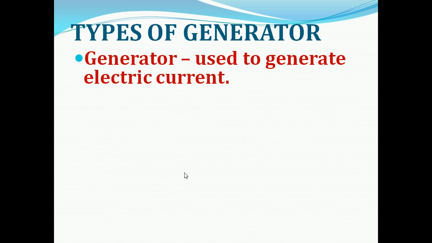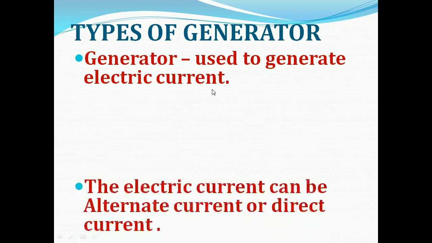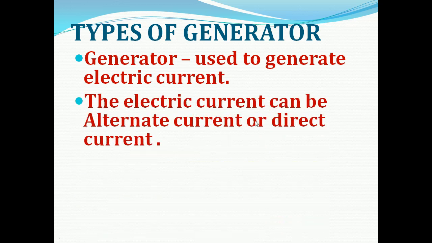So, types of generator. A generator is mainly used to generate electric current. The electric current can be alternating current or direct current. Alternating current means the current which reverses its direction. Direct current means the current which flows in one direction. Last class we have seen about alternating current and direct current.